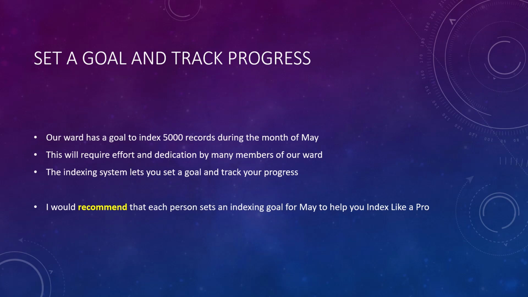The final tip that I want to discuss is to set a goal and to track progress. Our ward has a goal to index 5,000 records during the month of May. This will require effort and dedication by many members of our ward. The indexing system lets you set a goal and track your progress. Especially for this month, I would recommend that each person sets an indexing goal for May and sticks to it, and this will help you index like a pro.